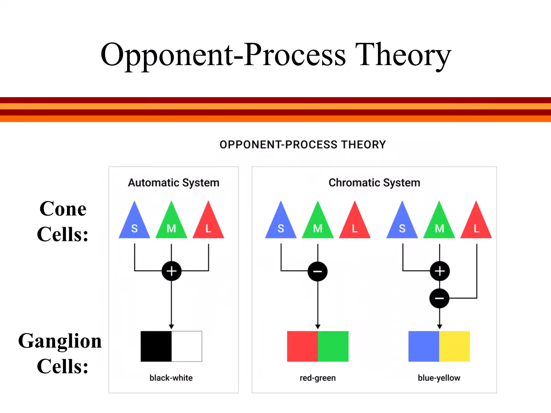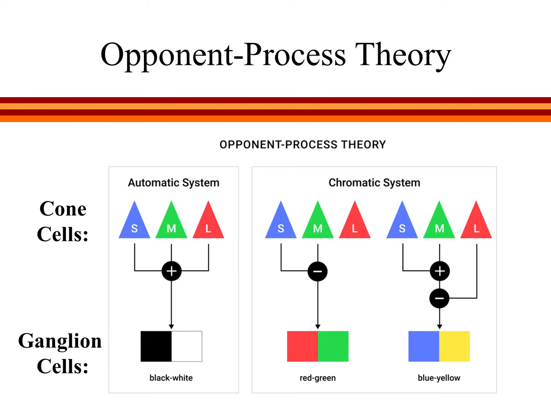Although the basic tenets of trichromatic theory are well supported, it turns out that this theory on its own doesn't fully explain the process of color vision. For that, we also need opponent process theory. Rather than taking place at the level of our cone cells, opponent process theory appears to happen in the ganglion cells that we discussed earlier.